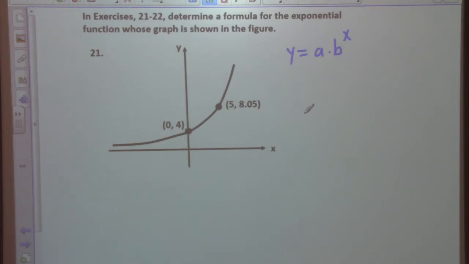Any ideas? A is 4. So a equals 4. How does Kayla get a equals 4? It's the y-intercept. Very good. So y is equal to 4. Okay, so now it's really just a matter of finding what our base is. If we find that base, that'll be our answer. How do we find what our base is?